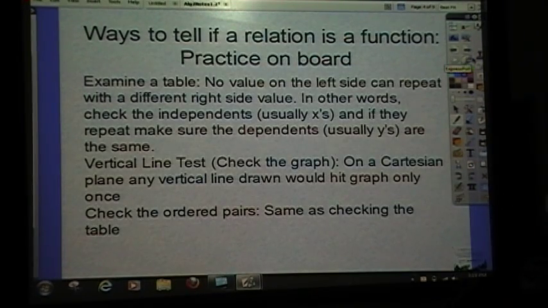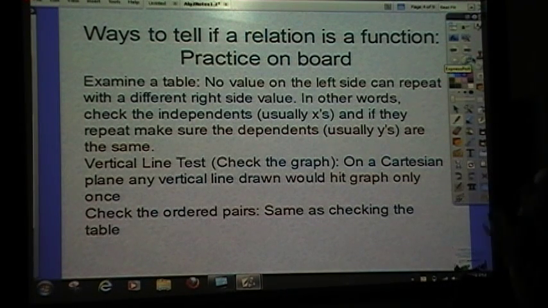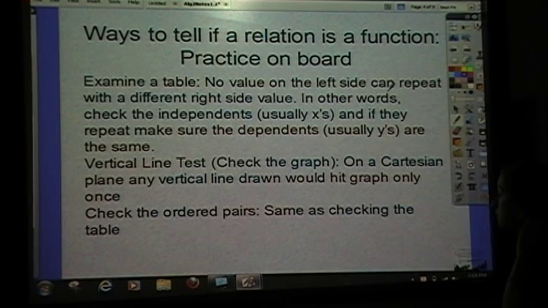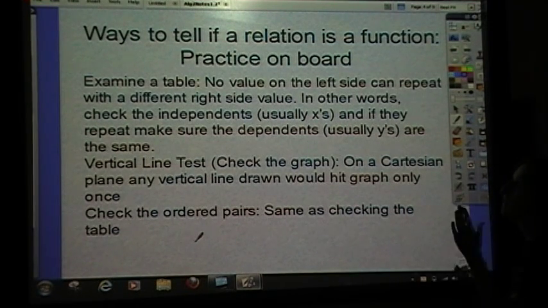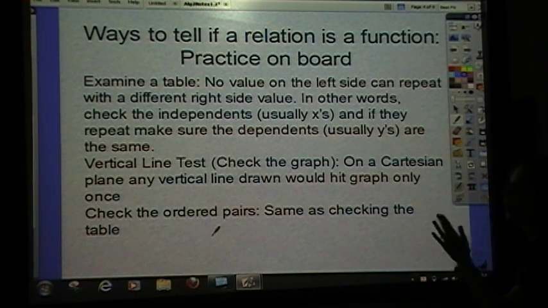All right, so the one you're probably most confused by still is the function. How can you tell if the relation, because everything is a relation if you remember, is a function or not? Okay, we're going to do some practice here in a second. There are 3 ways you can tell. Like I said, for each input, there can only be one output. So for each value in the X column, there can only be one value in the Y.